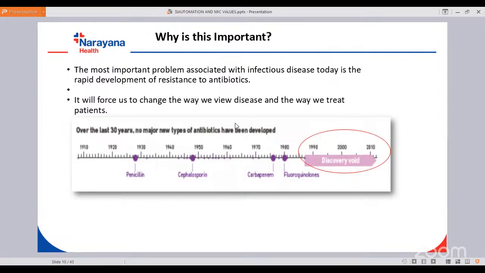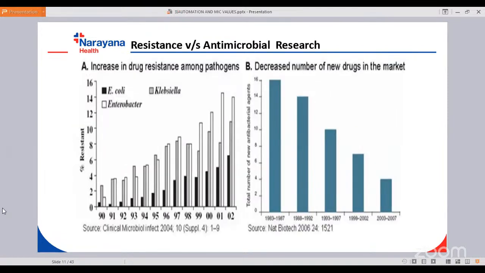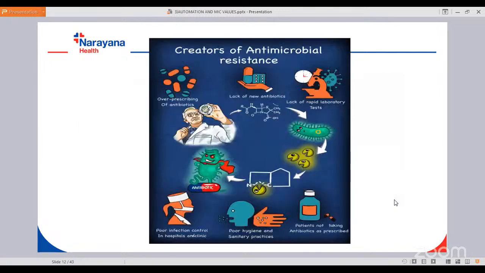Why are they not investing in antibiotics? Because they say that they're spending millions of dollars in the research, but the drug gets resistant in 2 months. So there is no return on investment. So the pharmaceutical companies have lost interest in development of newer molecules. Okay, so as the drug resistance has increased, the number of newer drugs in the market have reduced. So this is really alarming.